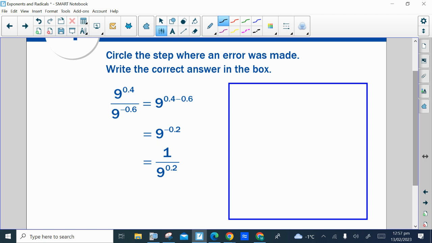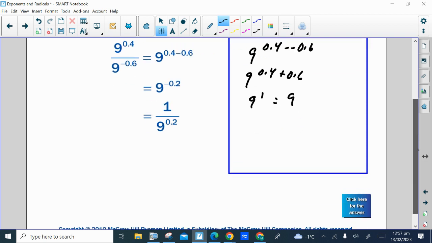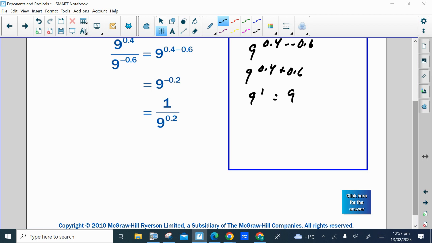When you divide powers with the same base, the law says you subtract the exponents. And what happens to the base, Keen? It stays the same. So it should have been 9 to the power 0.4 minus negative 0.6. The minus minus becomes a plus positive. 0.4 plus 0.6 is 1, so it's 9 to the 1, or just 9. So there's the correct answer. So their mistake was in the very first step.